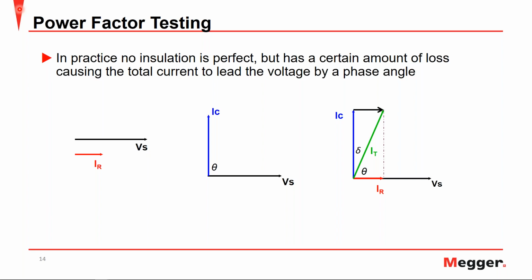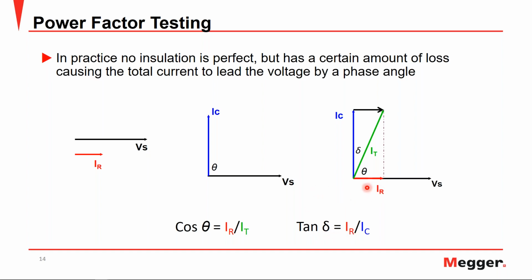Taking a closer look at the practical situation, you can see here, as stated before, that the resistive current is in phase with your voltage, and your capacitive current is out of phase with your voltage. On the right-hand side, you can see we have a theta angle and a delta angle. The cosine of your theta angle is your power factor, which is also the resistive component over your total current. And you have your dissipation factor, which is in relation to your delta phase angle, which is the relation of your resistive current to the capacitive current.